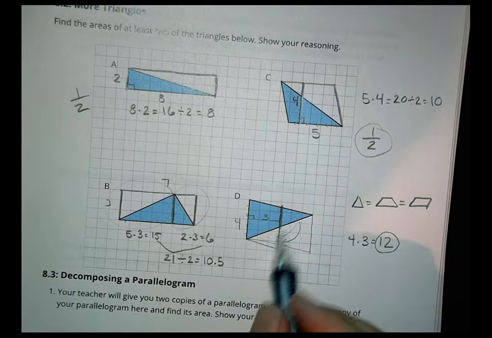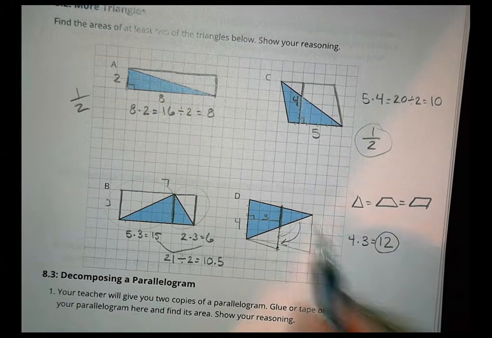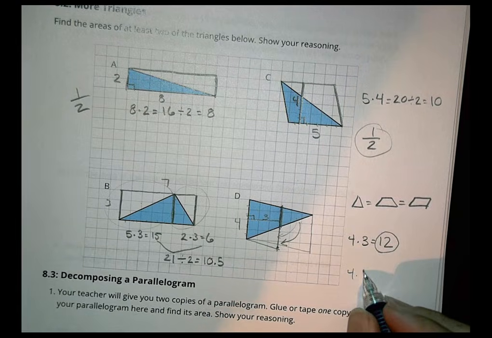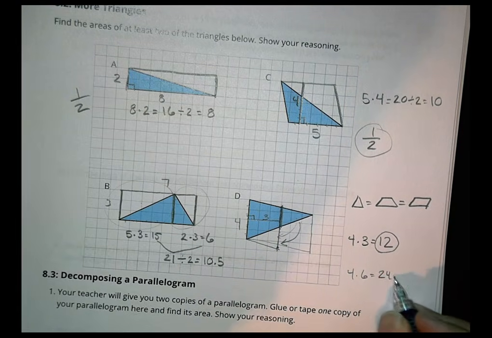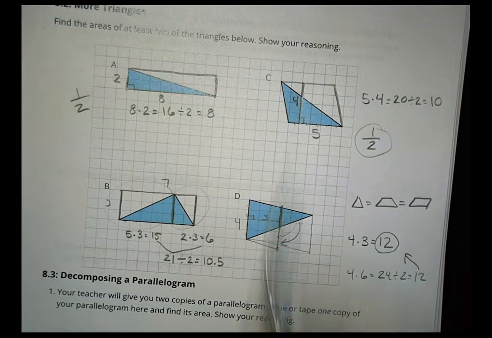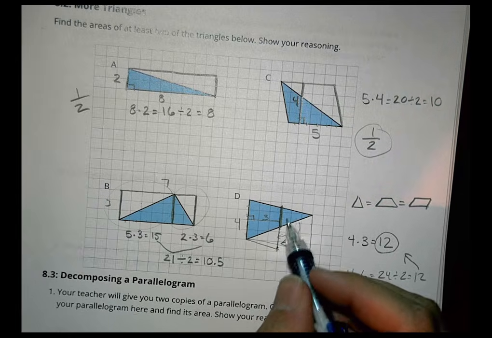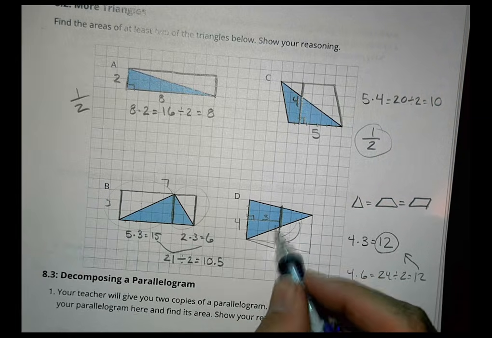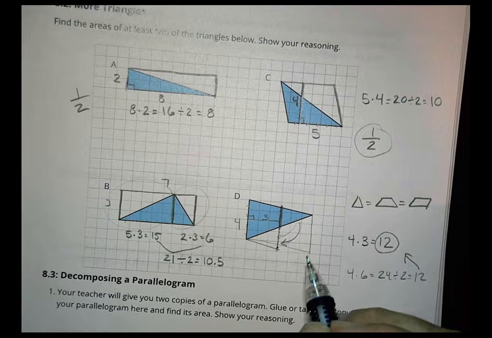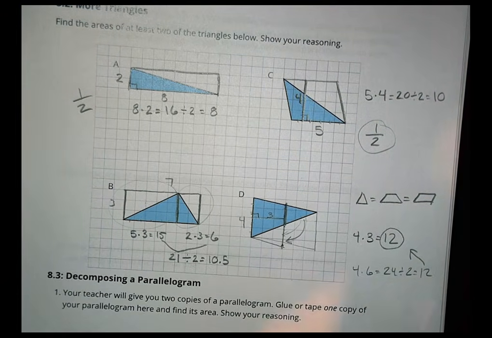And then I could have had a 4 and a 1, 3, 4, 5, 6. I could have done 4 times 6, which is 24. And then I could have divided by 2, which is back to 12. So I could have done what we did in the previous ones, no problem. But this little strategy of cutting off the tip of a triangle, rotating it down to make a parallelogram is something you might see and will see in other examples coming up. So I just want to make sure you saw it that way as well.